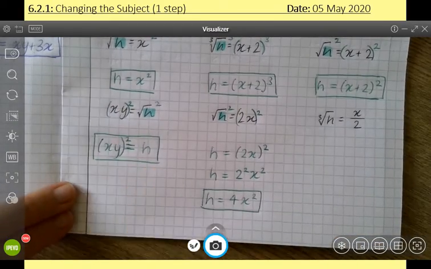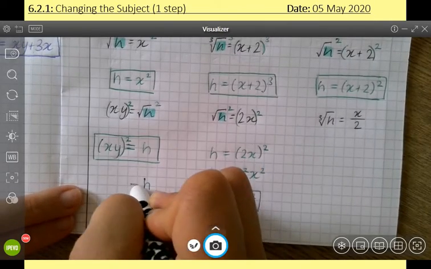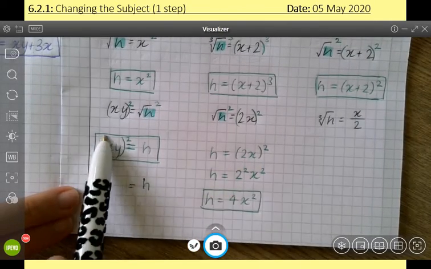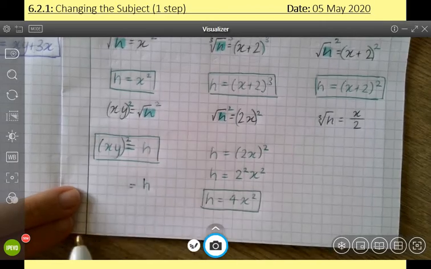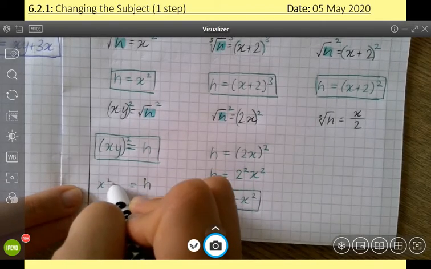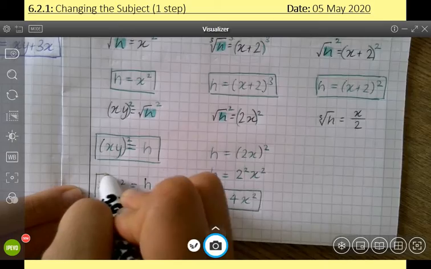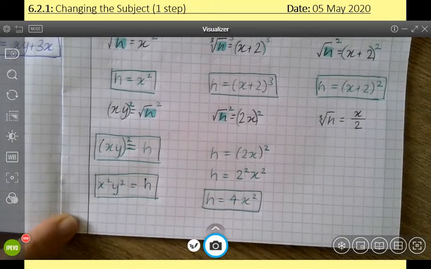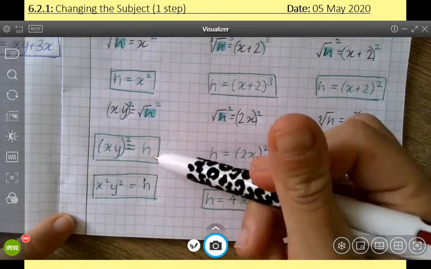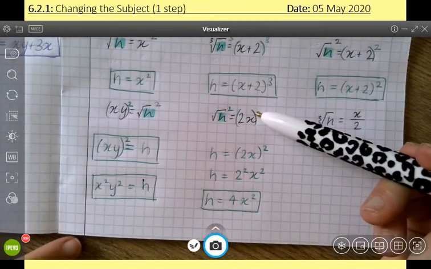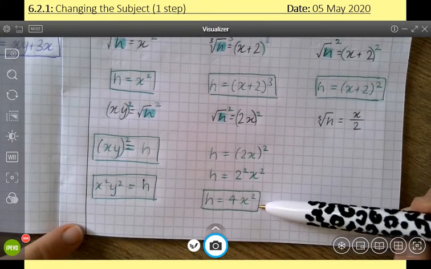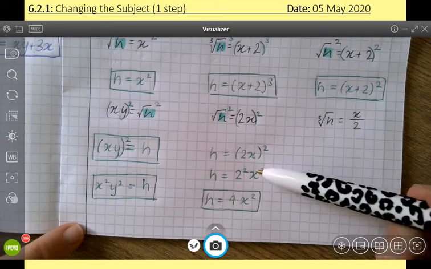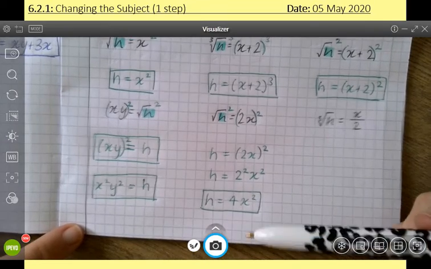It's similar with this one actually. This one I could write as h equals all of xy squared, or I could have x squared y squared, like that. Both of these are acceptable answers, but this one we should be writing like this, because we can do 2 squared. That is something that we can do, so we should do it.